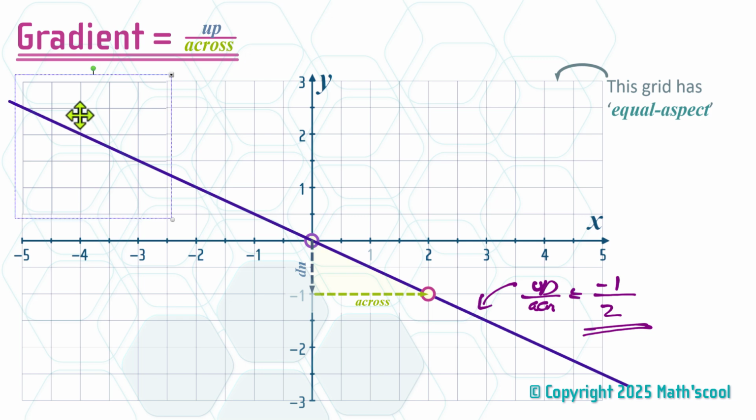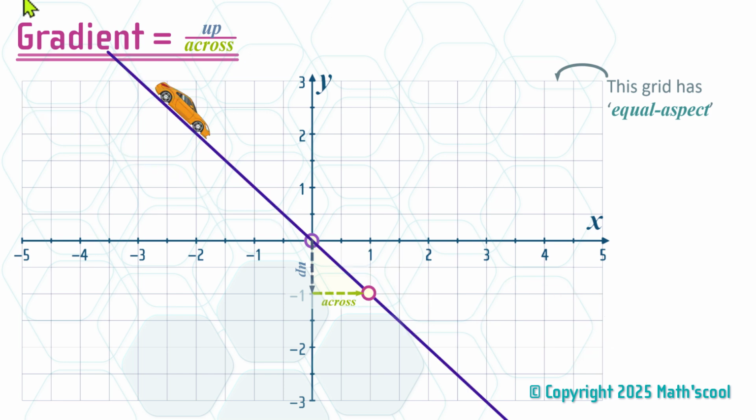What I mean by that is it's downhill. If you were in a car driving down this road, you'd be going downhill. So negative gradient means downhill. Oh, this is a steeper negative gradient. I'm sure you can tell me immediately what the gradient of that is. It's an equal aspect.